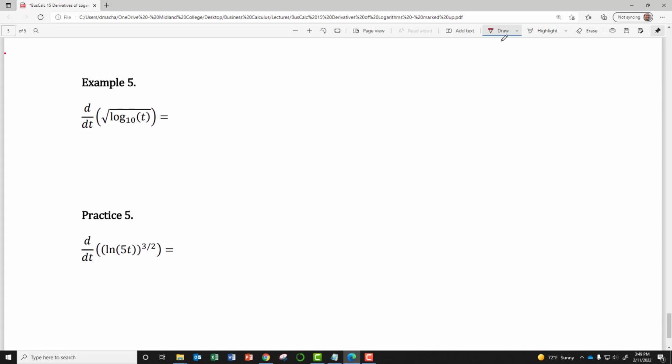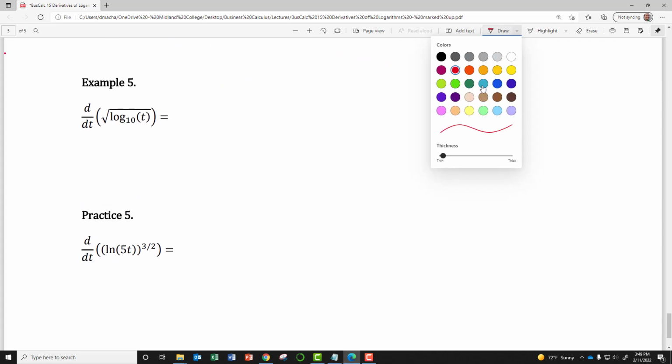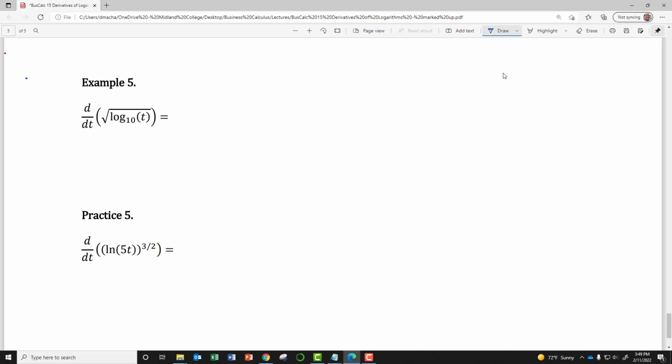Here's example 5, our last example of the video, and we have the derivative with respect to t of square root of logarithm base 10 of t. So this is again going to be a chain rule problem. And remember, a chain rule is saying that take the derivative of y with respect to x and say that's just the derivative of y with respect to u times the derivative of u with respect to x. And I get to choose what I want u to be. So I'll just let u be the log base 10 of t.